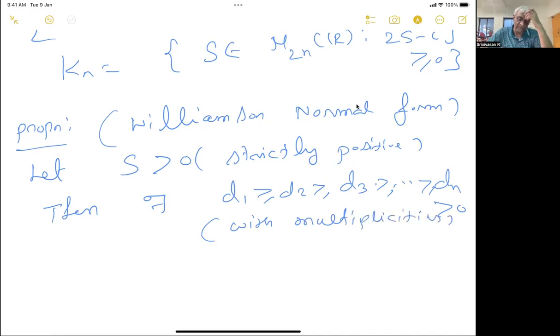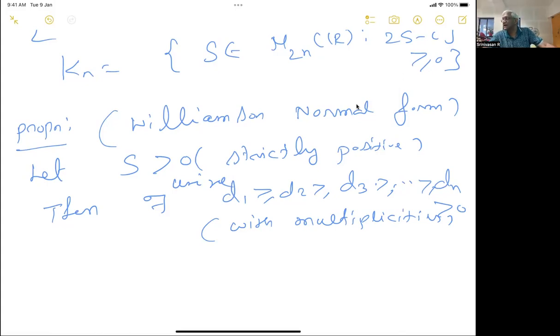With multiplicities all strictly greater than 0, there exists a unique... Okay. Unique. Okay. It can repeat. Eigenvalues can repeat, no? That is all called multiplicity. Eigenvalues are roots of some characteristic polynomial, and there may be multiple roots.